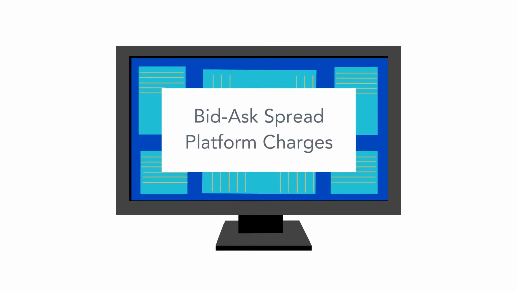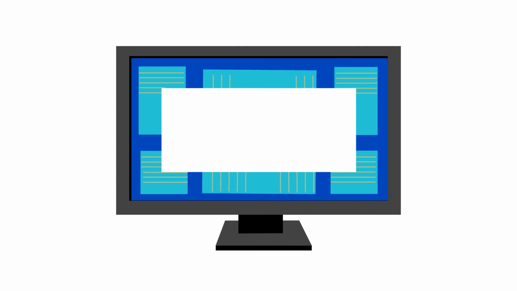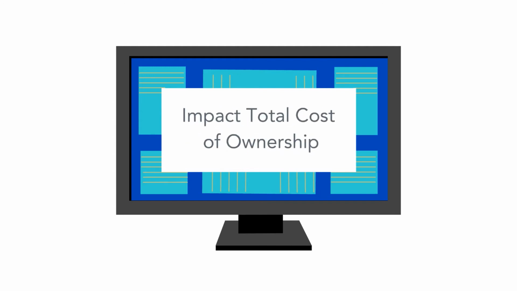Trading and post-trading costs include the bid-ask spread incurred when investors trade on exchange, as well as any other platform charges when buying and selling ETPs. These costs are external to the product, but impact the total cost of owning a product.